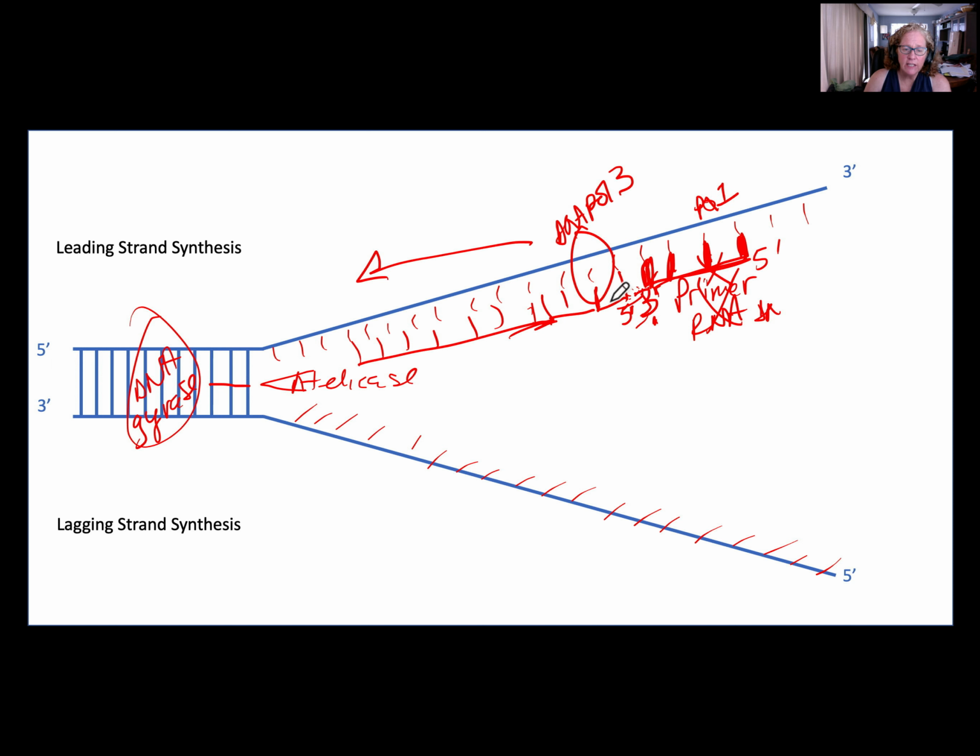And then DNA ligase will come in and repair the sugar phosphate backbone. I know this is very messy. You can draw your own, use different colors, that makes it helpful.